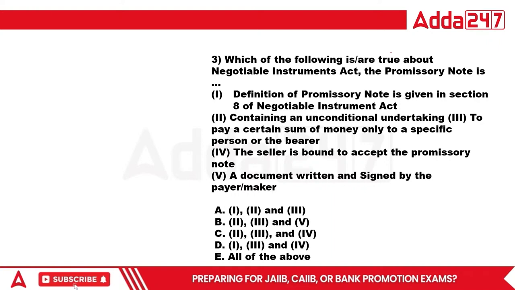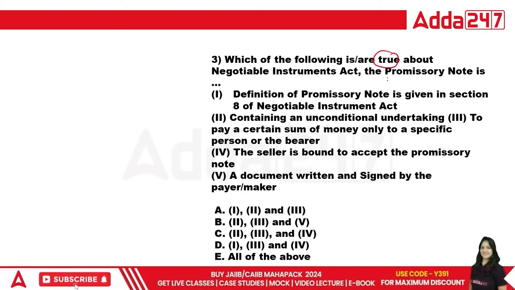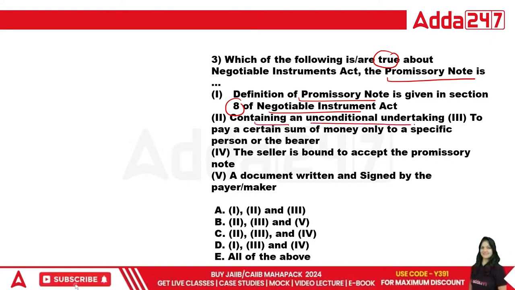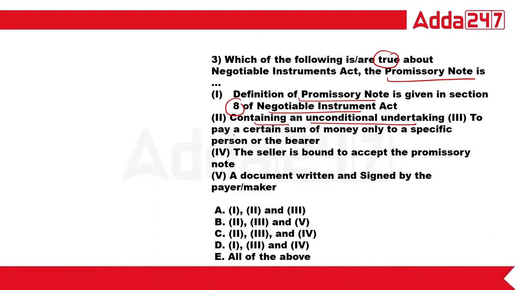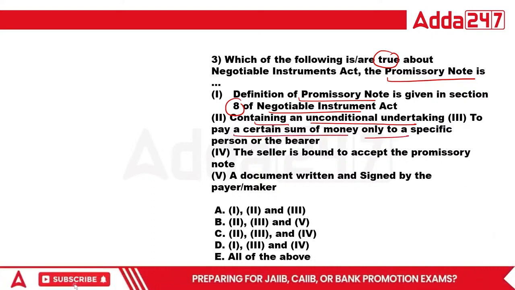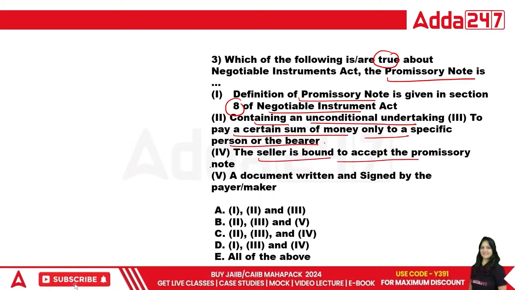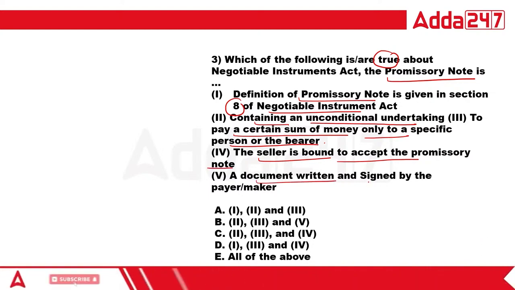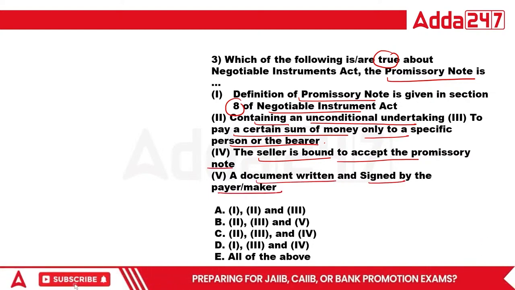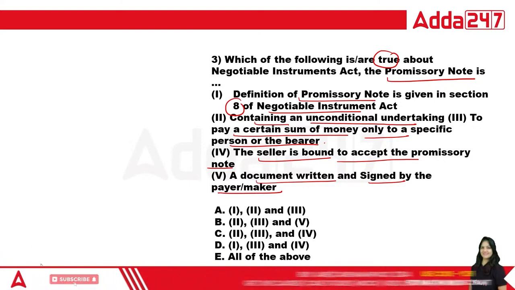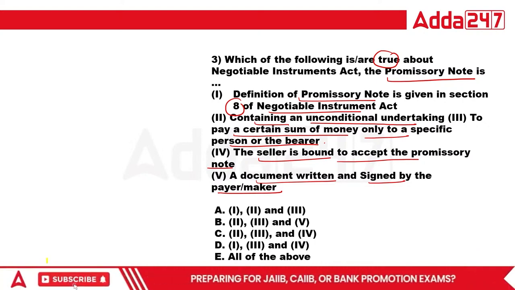Next, which of the following is true about the promissory note? Okay, the definition of promissory note is given in section 8 of the NI Act. Second, containing an unconditional undertaking. Third, pay a certain sum of money only to the specific person or bearer. The seller is bound to accept the promissory note, a document written and signed by the payer and maker. What is the right answer? Tell me, class.